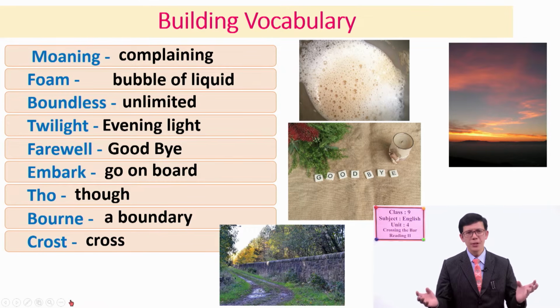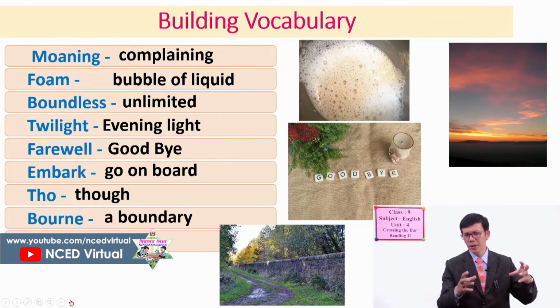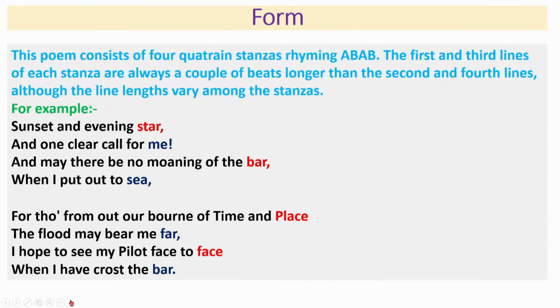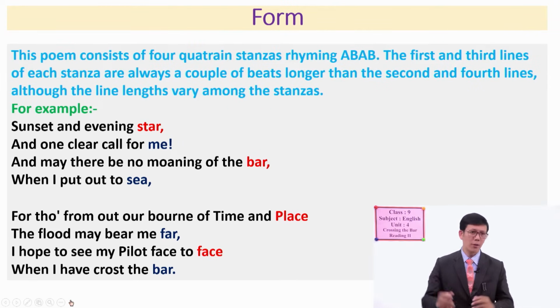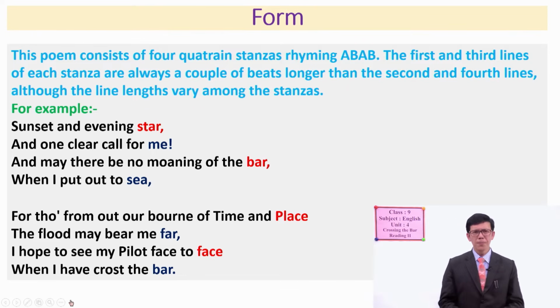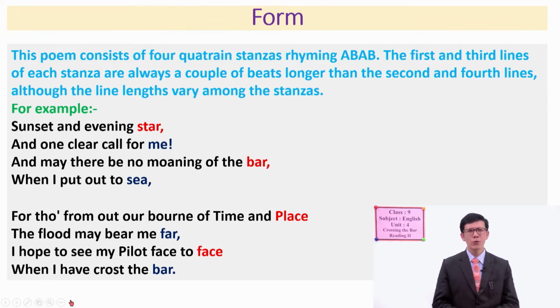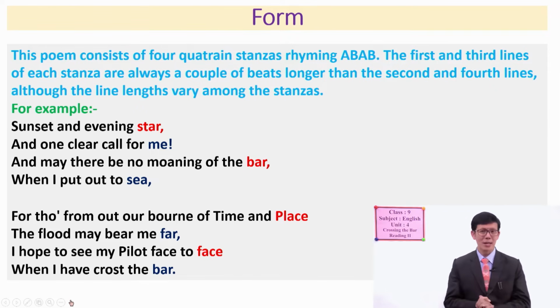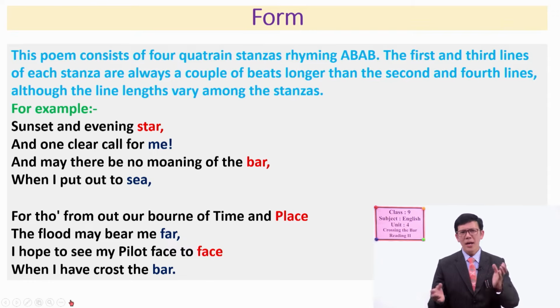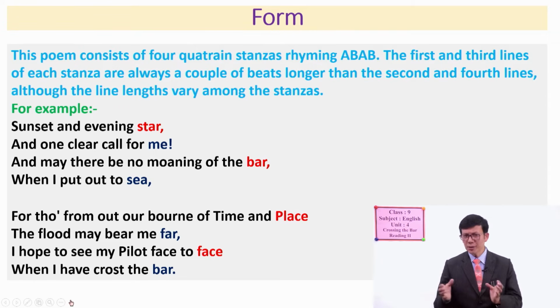I hope you are pretty clear about the words given in the poem stanza. Right, so now let's look at the rhyming scheme in the poem, everybody. So the poem consists of 4 quatrains. That means the stanzas rhyme A, B, A, B. The first and third lines of each stanza are always a couple of beats longer than the second and the fourth lines, although the line length varies among the stanzas.